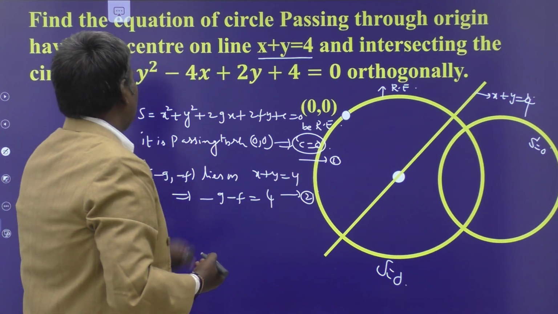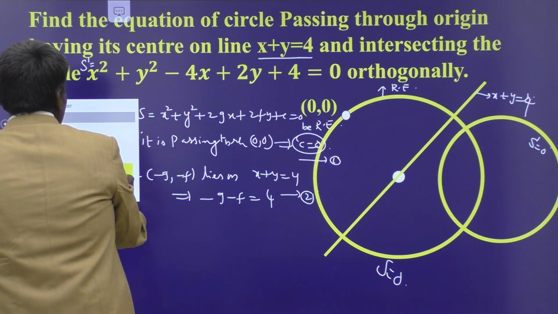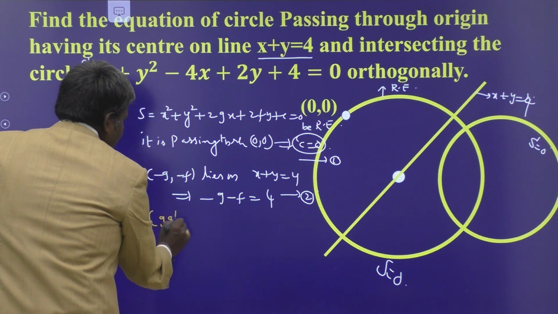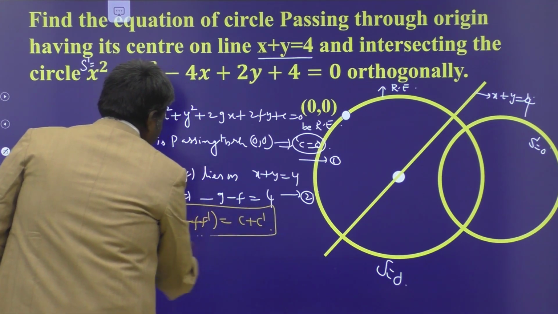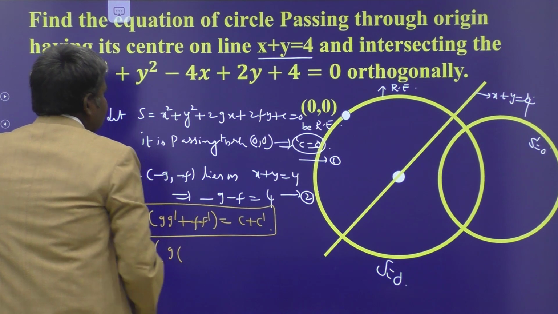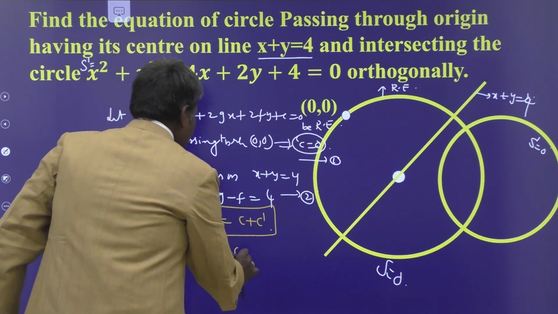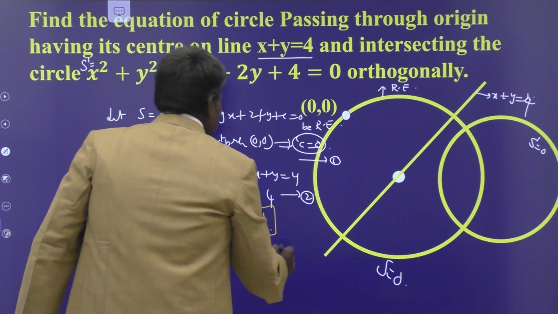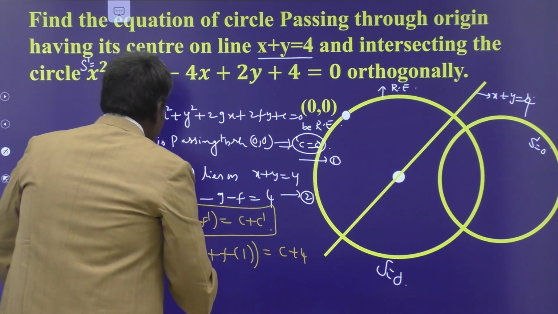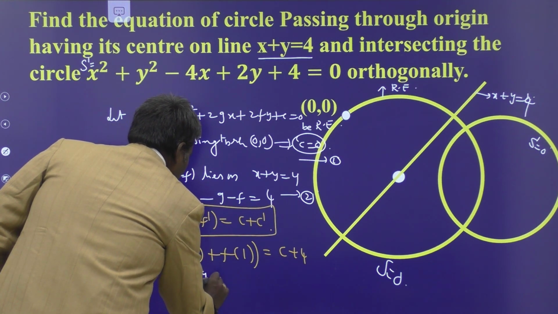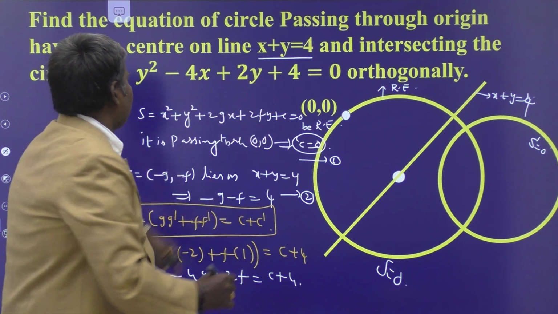Again, what is the third condition now? The circles S equal to 0 and S dash equal to 0 are cutting orthogonally. What is the orthogonal condition? 2 times of GG dash plus FF dash is equal to C plus C dash. We mean 2 into G into G dash, that is minus 2, plus F into F dash, that is 1, is equal to C plus C dash, that is C plus 4. So minus 4G plus 2F is equal to C plus 4. Am I correct or not? Minus 4G plus 2F equal to C plus 4.